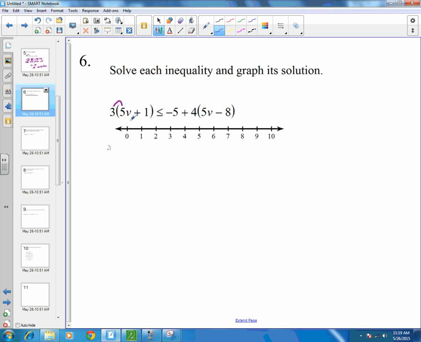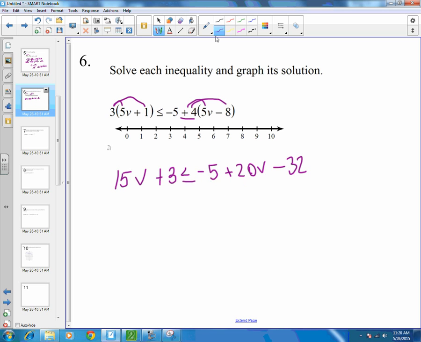So first thing is distribute this 3 to the 5v and the 1. 3 times 5v is 15v. 3 times 1 is 3. Bring down my less than or equal to sign. Can't combine anything with the -5 right now, so I'm just going to bring that down. But I am going to distribute my positive 4 to my 5v, which gives me positive 20v, and my 4 times my -8, which will give me -32.